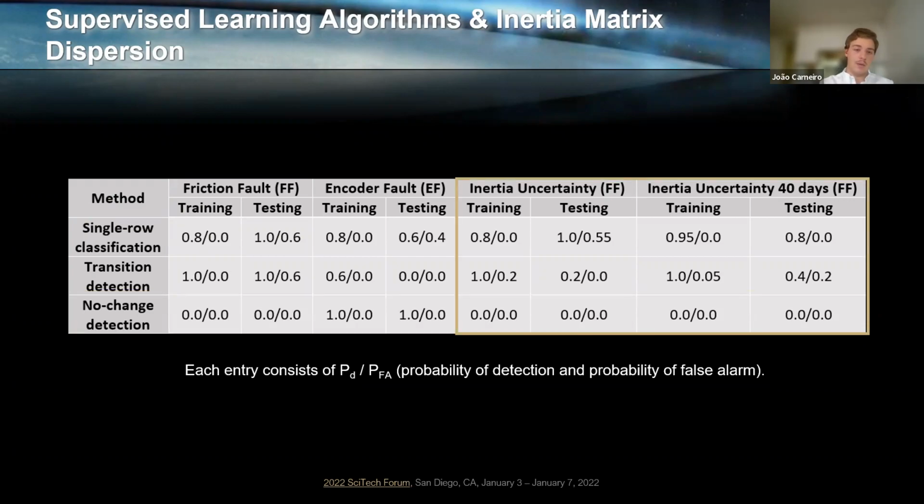If we look at the right side of the table, we have the results for the inertia uncertainty tests. And again, we see that the single row classification and transition detection fare quite well. The probability of detection is close to 1 for most of the time, and the probability of false alarm is close to 0. We do note that when we train for longer, so when we train for 40 days instead of the usual 1, 2, the probability of detection goes up a little, and the probability of false alarm decreases too, which is to be expected. If we train the algorithms for longer or with more data, then we expect them to perform better.